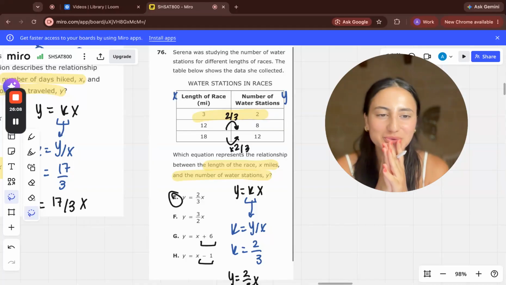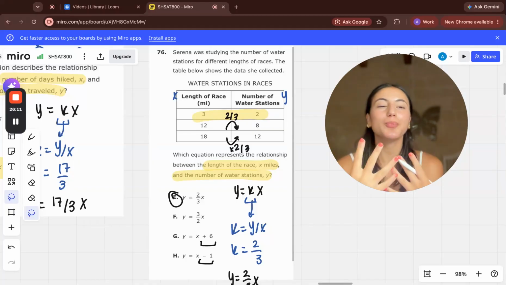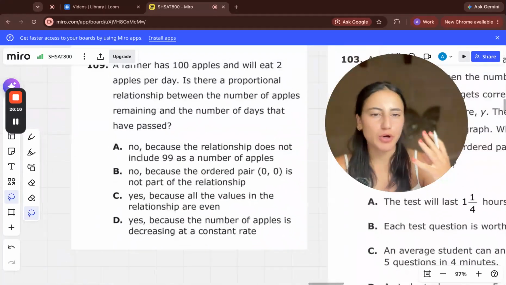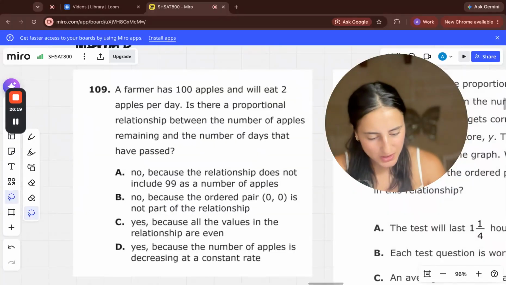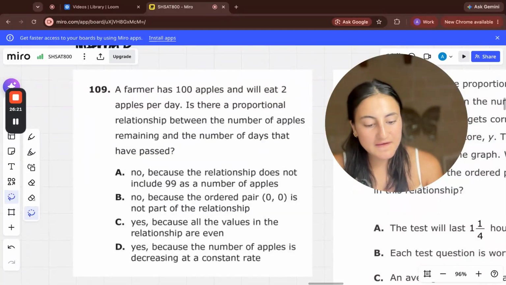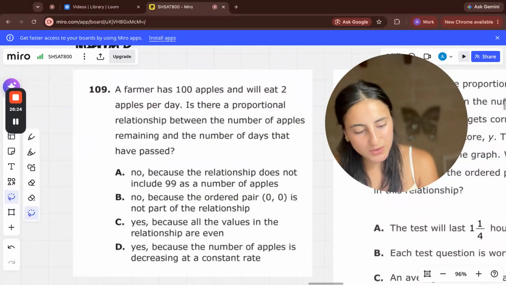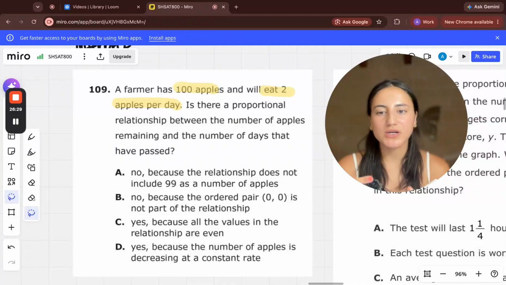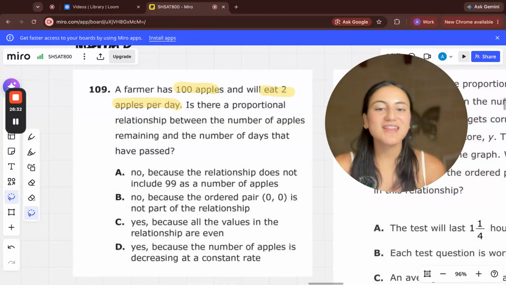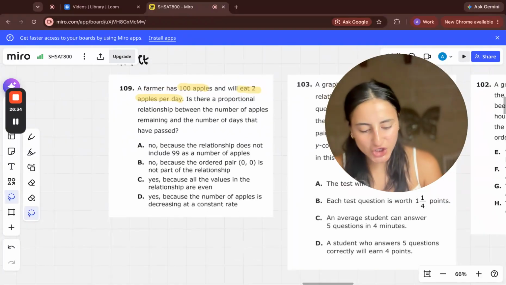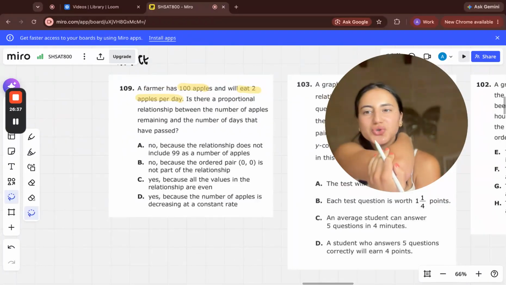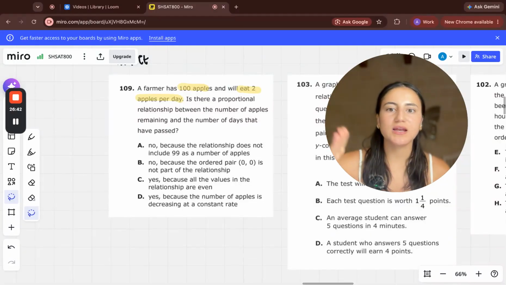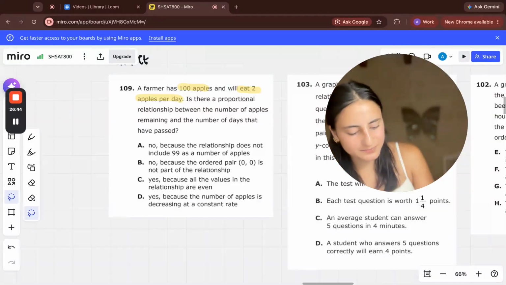Okay, now we're on to the last part, which is interpreting. I think interpreting can be a little bit more tricky than students realize because it does require a deeper understanding of the material. So question 109, a farmer has 100 apples and will eat 2 apples per day. Is there a proportional relationship between the number of apples remaining and the number of days that have passed? I think it might be easiest to figure this out by actually drawing a table demonstrating the number of days passed and the number of apples remaining.